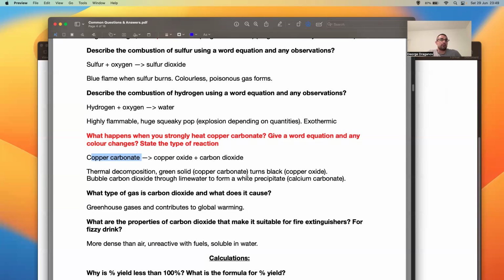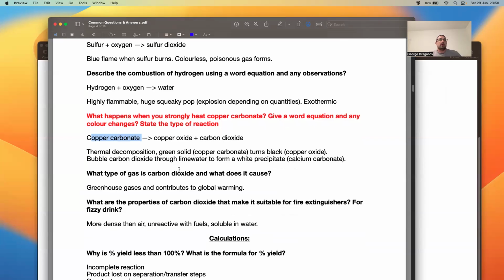We will actually revisit this equation when we do chemical tests. The main thing you need to know is that this is green and this is black, and it's a thermal decomposition. Now, carbon dioxide is a non-metal oxide, which, as you should know from the introductory lessons, are acidic. And also, carbon dioxide is a greenhouse gas, so contributes to global warming. We shall look at the global warming in more detail now.